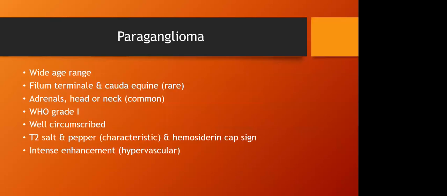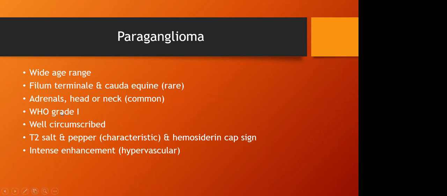Paraganglioma. Paraganglioma has a wide age range of presentation, could be seen in the pediatric age group and also in old age. The location is within the filum terminale and the cauda equina region. The most common sites for paragangliomas, as we know, are the adrenals and the head or neck region. The presentation within the spine is rare.